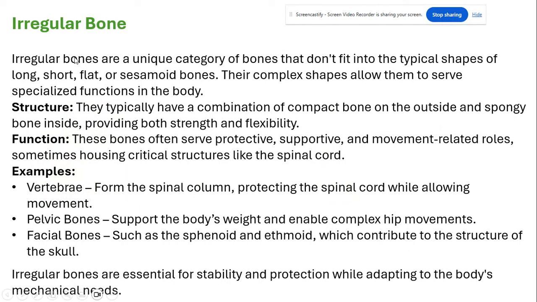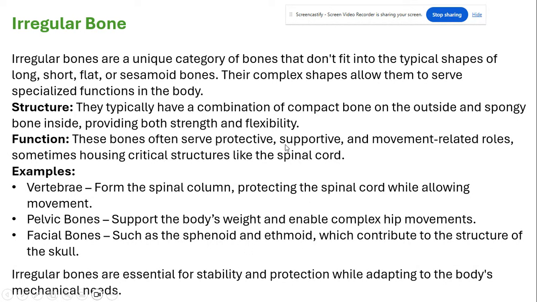All right, irregular bone. Irregular bones are a unique category of bones that don't fit into the typical shapes of long, short, flat, or sesamoid bones, right? They don't really have any particular shape. They form within the human body. Their complex shapes allow them to serve specialized functions. So you may say they are not typical, but they do have specialized functions, right? They typically have a combination of compact bone outside and spongy bone inside, providing strength and flexibility, right?